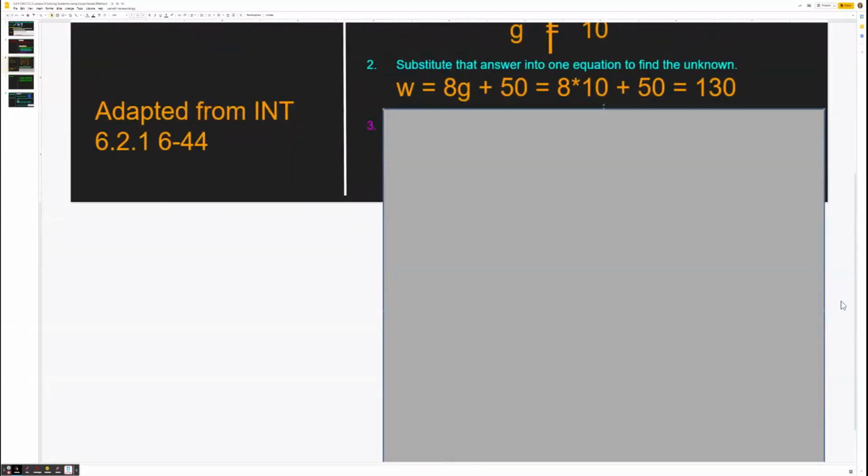All I did was take 10 and put it in place of g. And then we're just going to use our order of operations to evaluate that expression. So we know 8 times 10 is 80. 80 plus 50 is 130. So that is our solution for W.